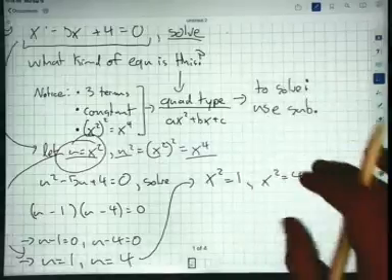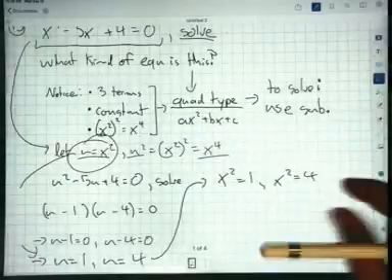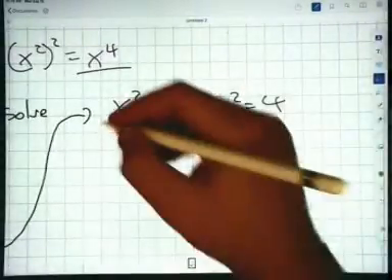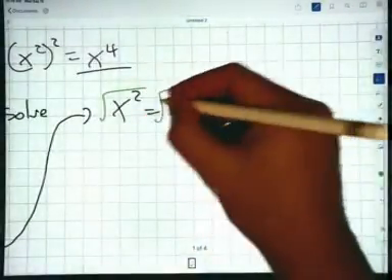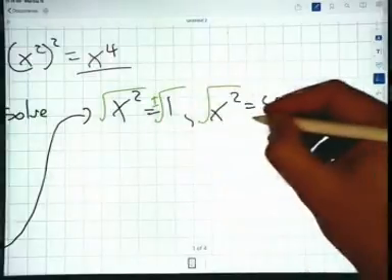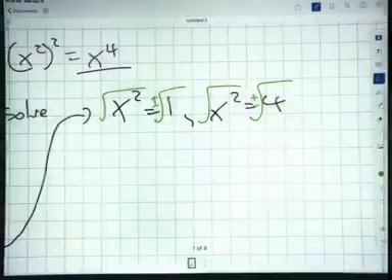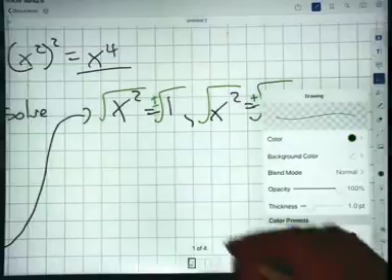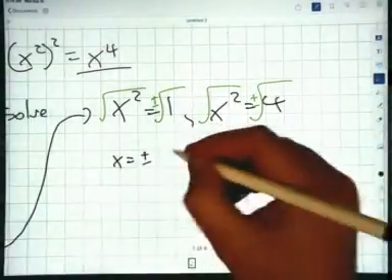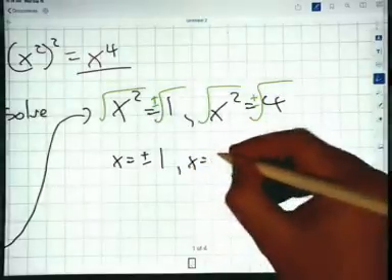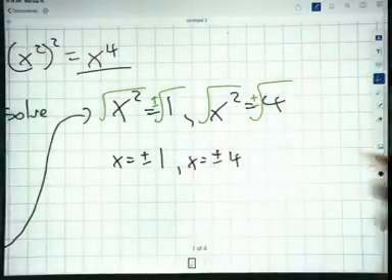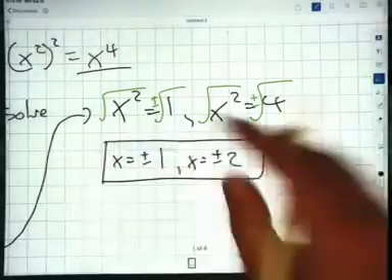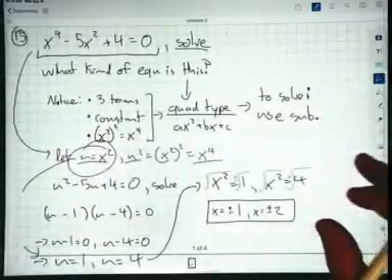How do we solve this? Square root both sides. Come on, iPad, behave. Square root both sides, and what do we always include when we square root? Plus or minus. X is equal to plus or minus 1. X is equal to plus or minus 4, not 4, but 2. And that's how we solve this problem.